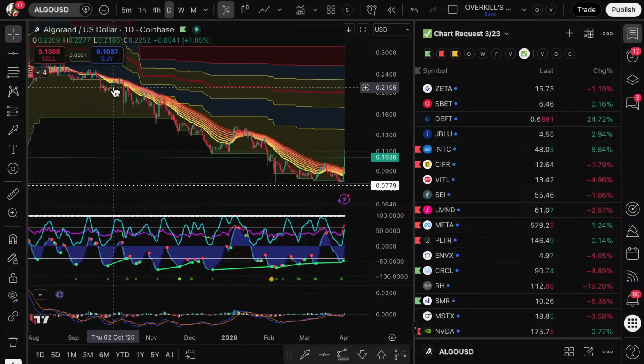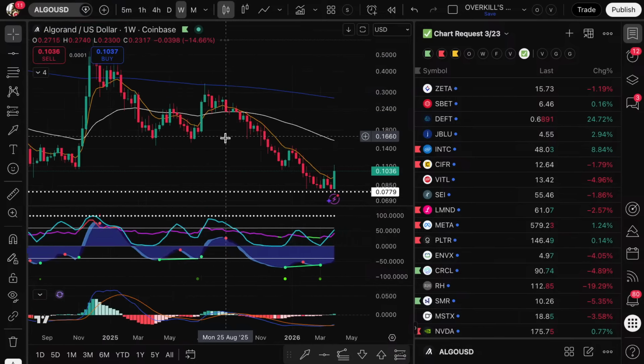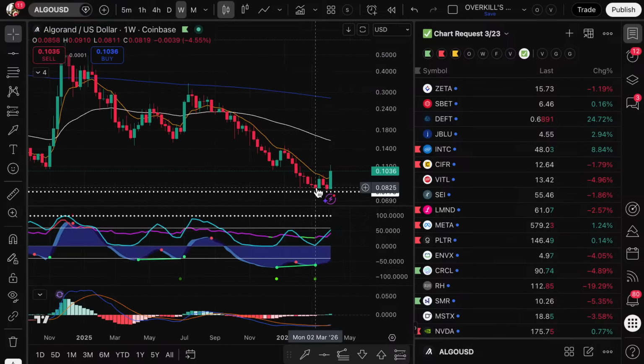Again, when we're down below these EMAs on the daily chart, okay, we're in a downtrend, okay? But you can see we got the signal here back in March at 8 cents. It's now sitting up here at 10 cents. So that's got a long way to go. I like Algorand a lot right here. I'd be a buyer.